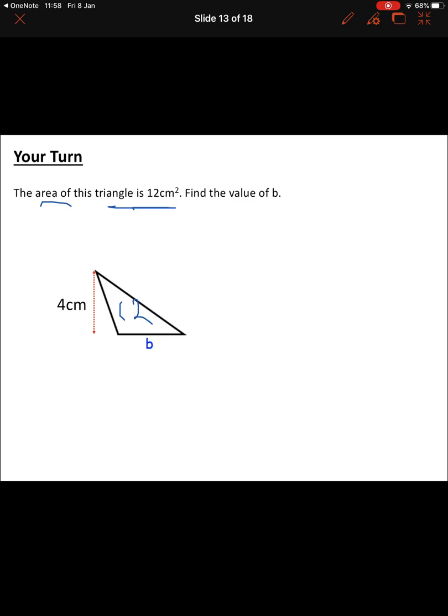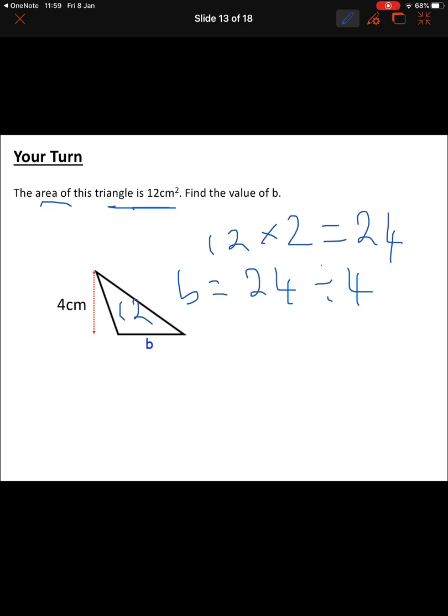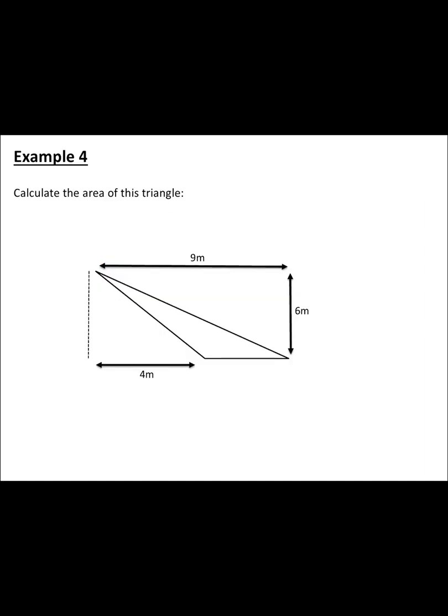Okay, welcome back. Well done for having a go. So again, I'm going to double 12 to see what the area of a rectangle would be. So 12 times 2 is 24. And then to find B, I'm going to do 24 divided by 4. So my answer, 24 divided by 4 is 6 centimeters. Okay, well done if you got that. It's pretty tricky, that one. Okay, there you go.